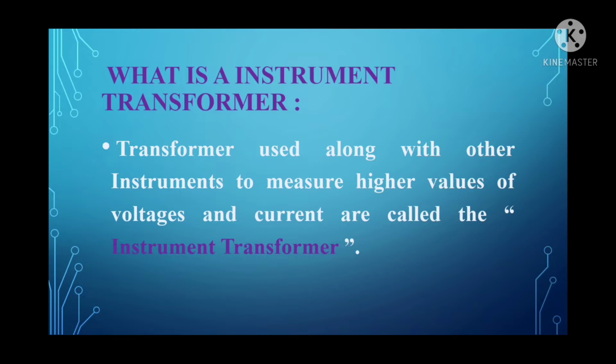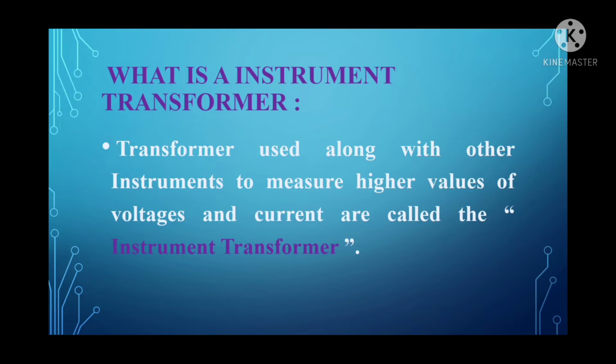The difference between a normal power transformer and an instrument transformer is that instrument transformers work along with other instruments to measure higher values of currents and voltages. This is an instrument meant for measuring higher values of voltages and currents. We all know the instrument for measuring current is the ammeter and the instrument for measuring voltage is the voltmeter.